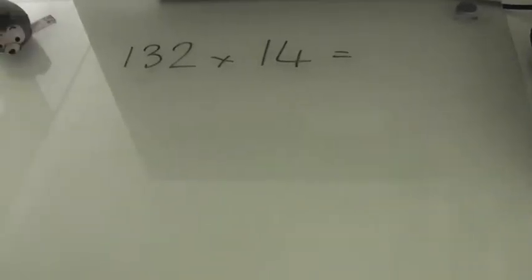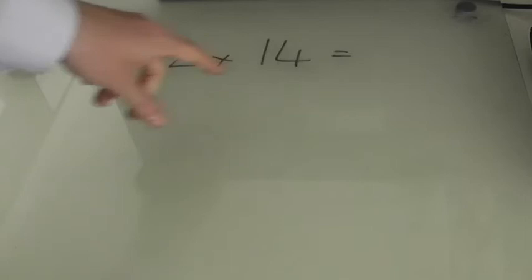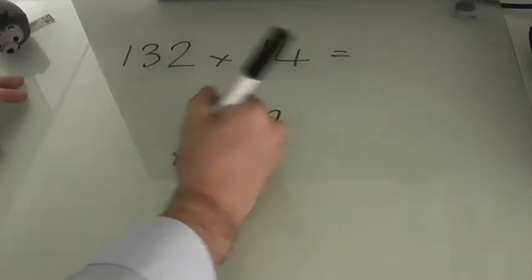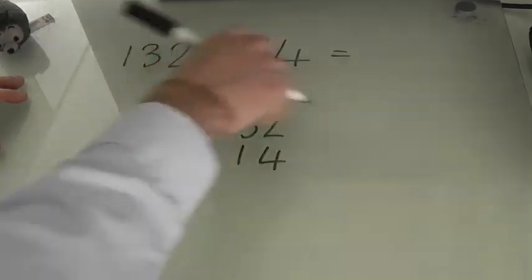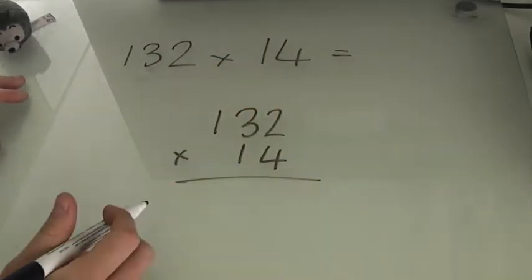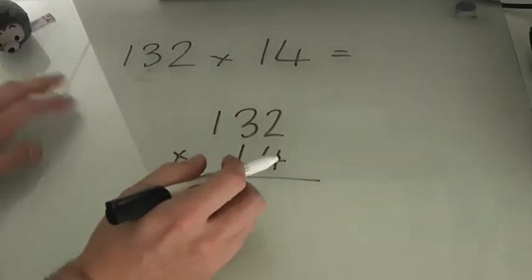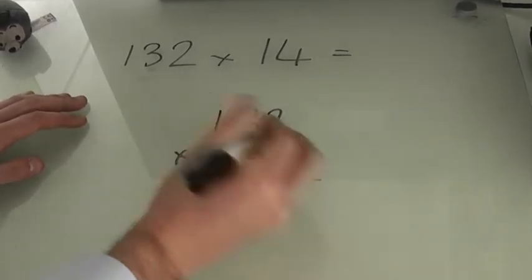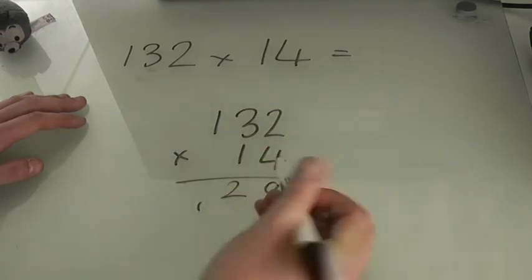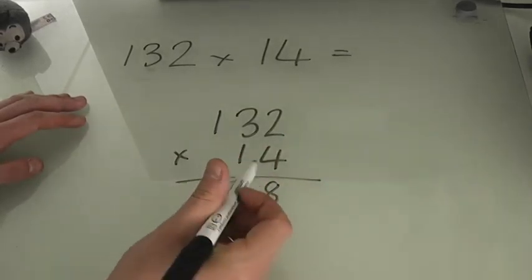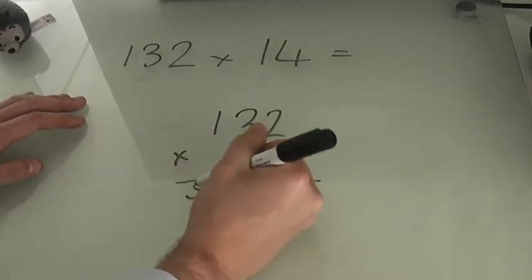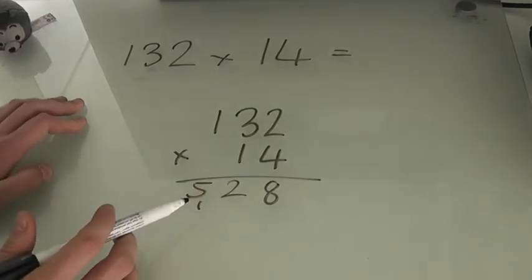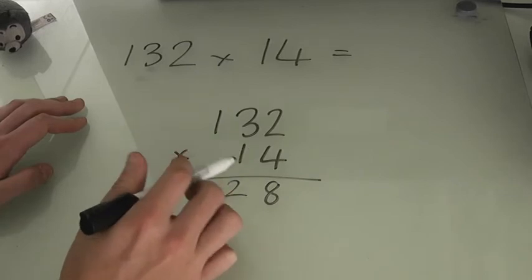Let's have a look at another one. We've got 132 times by 14. So we write it out again. Except this time we've obviously got a 3-digit times by a 2-digit. So we do this one first. So 4 times 2, which is 8. 4 times 3, which is 12. 4 times 1, which is 4. Add 1, which is 5. So that one's 528. Now the next one, we've got this one.